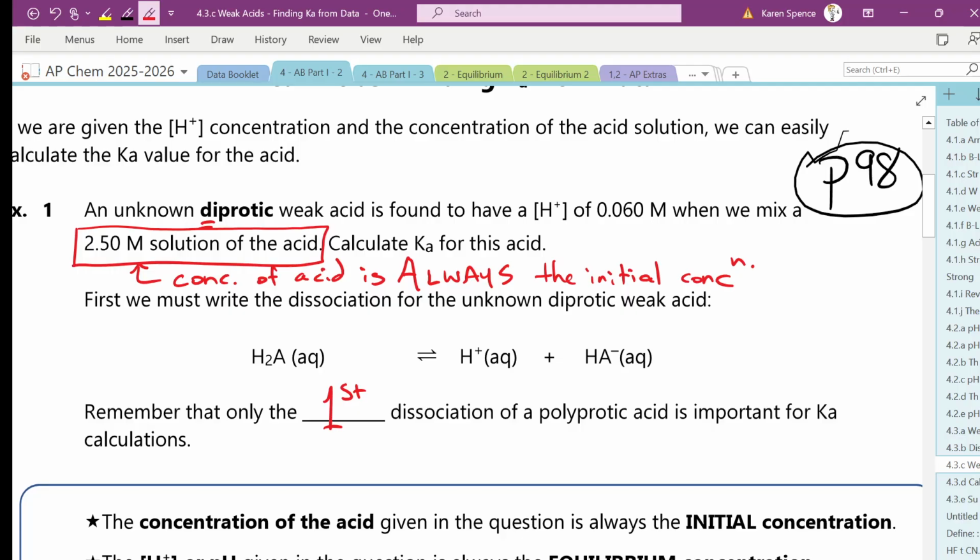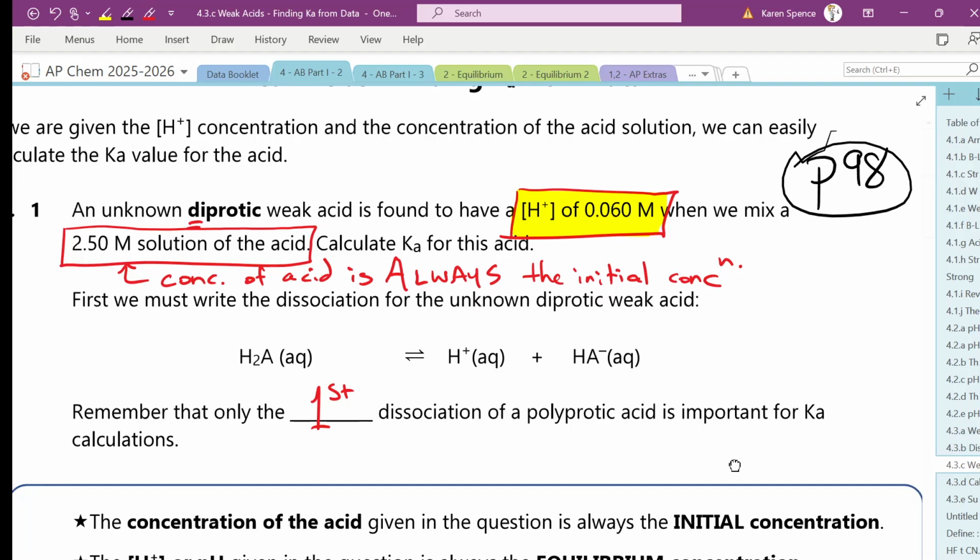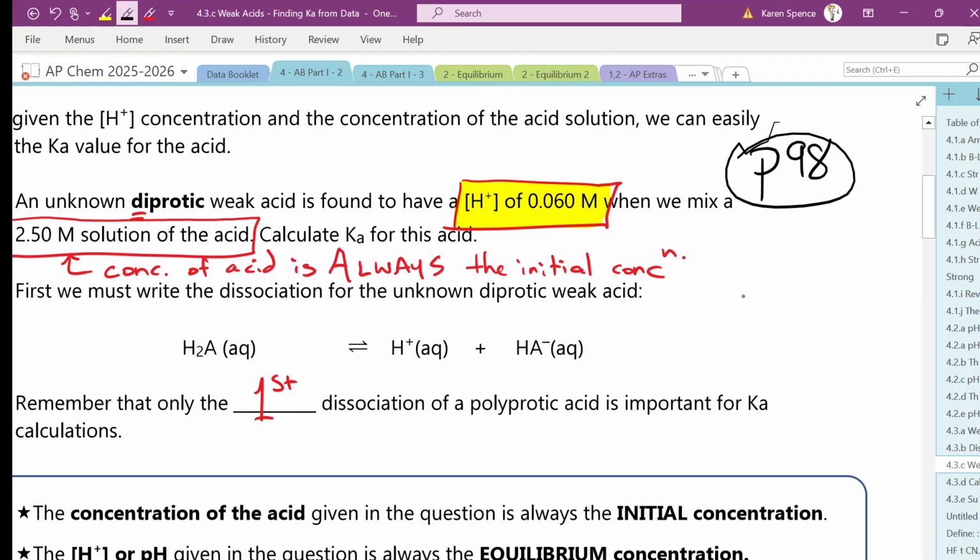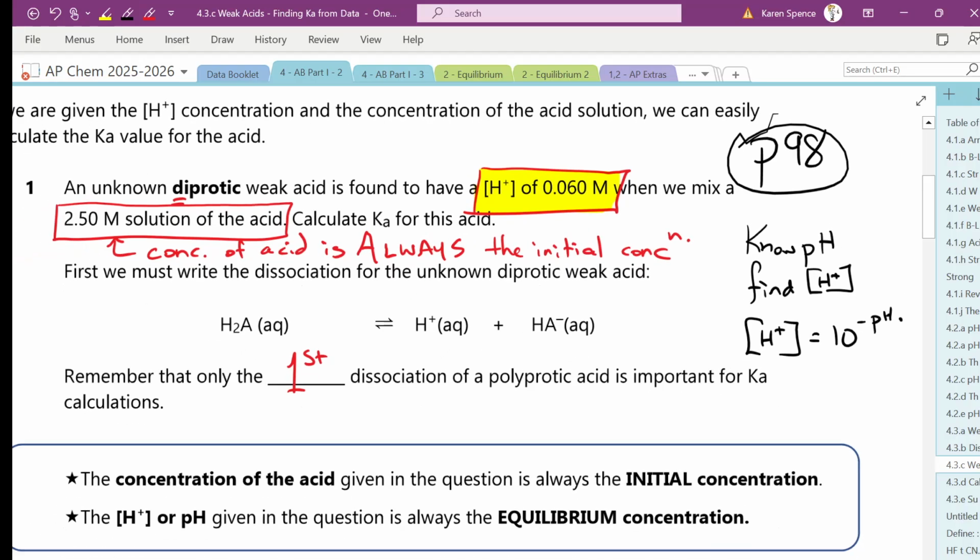Now, you might be given hydrogen, which in this case you are, which makes your life fairly straightforward, or you might be given pH, and then you would have to go from pH to hydrogen. Yes? Do you guys remember how to go from pH to hydrogen? If you know the pH, how would you find hydrogen? Okay. Concentration of hydrogen is equal to 10 to the negative pH.